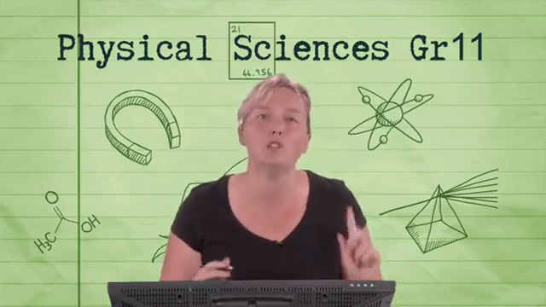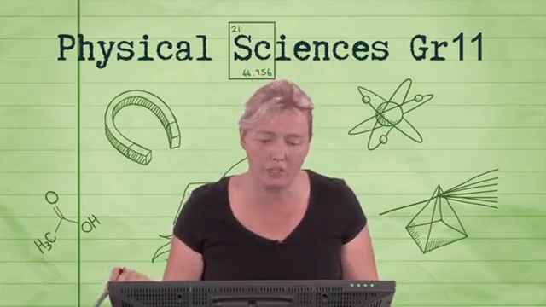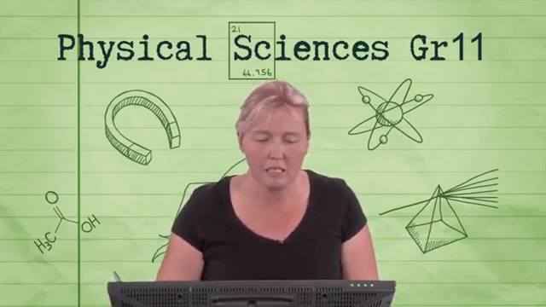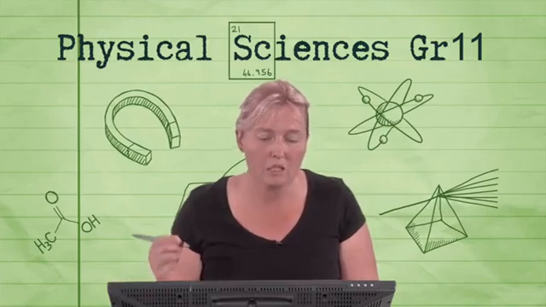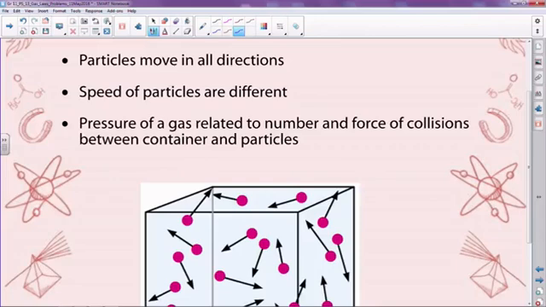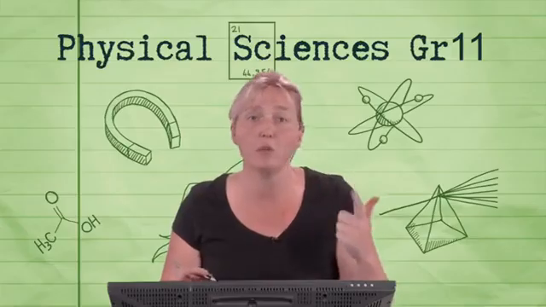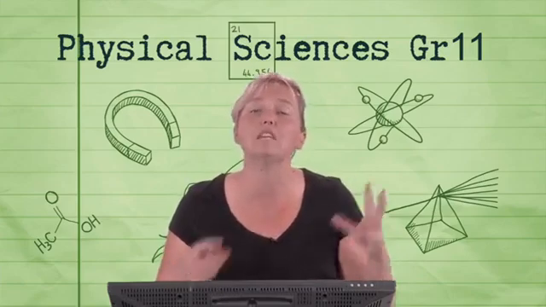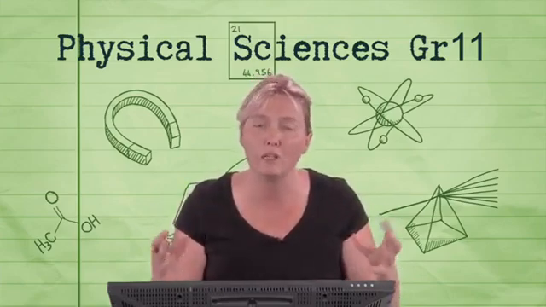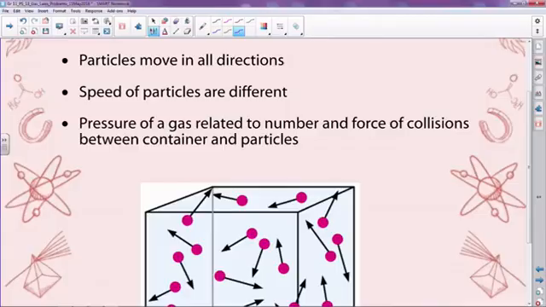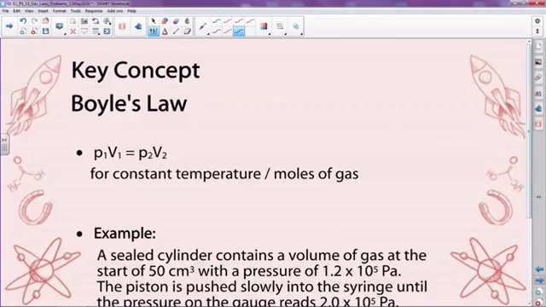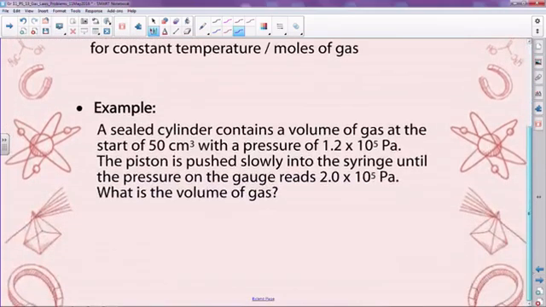Now we're going on to what you need to do, and that means that we need to do some calculations together. So just remember, gases, okay, they move in all directions. The speed of the particles is different, and the pressure of the gas is related to the number and the force of collisions. That is what this whole gas theory is all about. They move in different speeds, in different directions, and their pressure is dependent on how many times they collide with each other and also with the container. Okay. Right, so I said to you, Boyle's law. This is the example we're going to do together, and then I am going to leave you to do an example or two on your own.